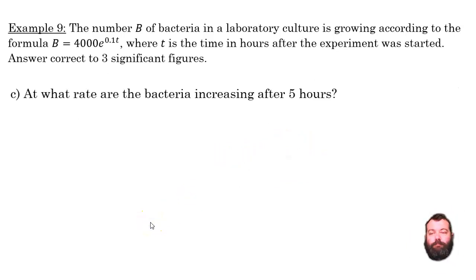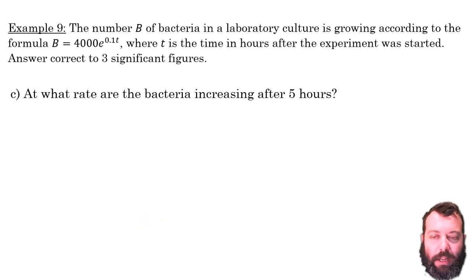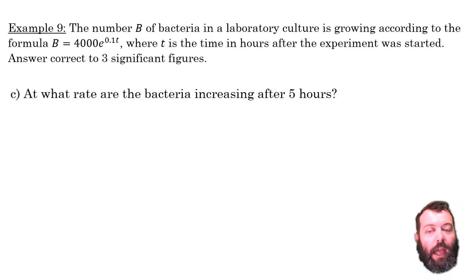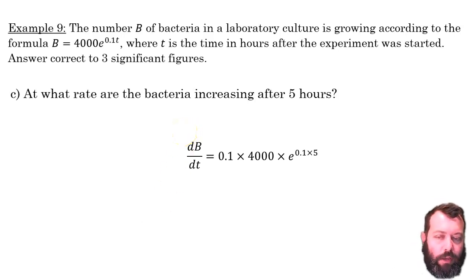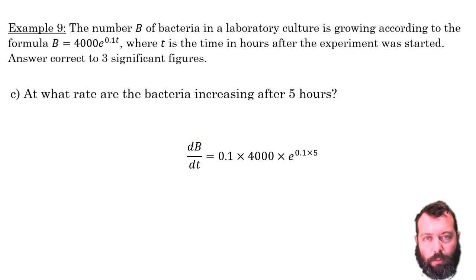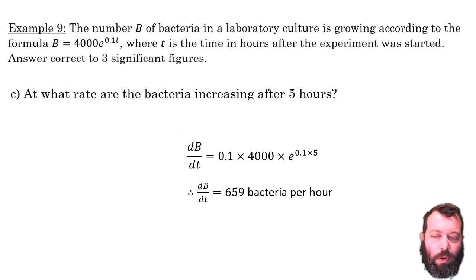Next up, at what rate are the bacteria increasing after 5 hours? After 5 hours, again, I'm after an instantaneous rate. I'm going to use dB/dt, where t equals 5. So that's one option. There is another option. We'll talk about that in a tick. So dB/dt is 0.1 times 4,000 e^(0.1 times 5). We let t equal 5. When I evaluate that, I get 659 bacteria per hour.